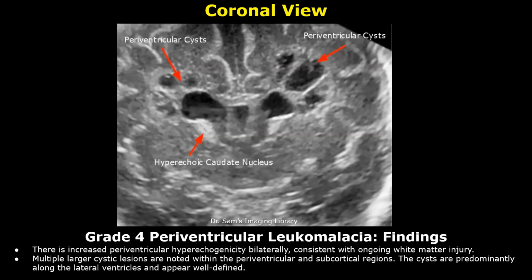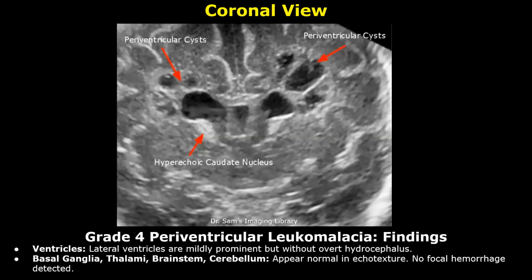Here are the findings. There is increased periventricular hyperechogenicity bilaterally, consistent with ongoing white matter injury. Multiple larger cystic lesions are noted within the periventricular and subcortical regions. The cysts are predominantly along the lateral ventricles and appear well-defined. Ventricles. Lateral ventricles are mildly prominent, but without overt hydrocephalus. Basal ganglia, thalami, brainstem, cerebellum appear normal in echo texture. No focal hemorrhage detected.